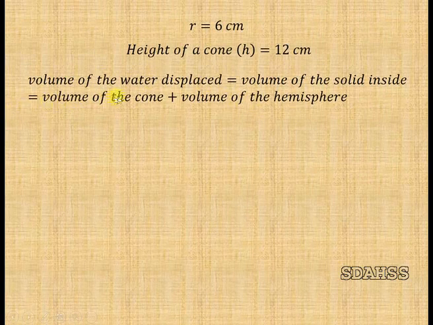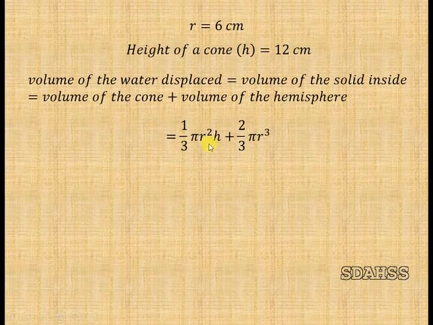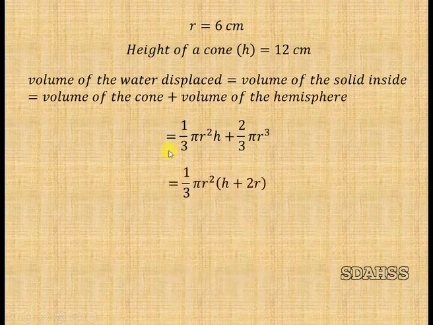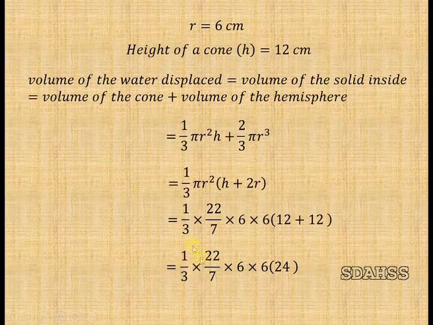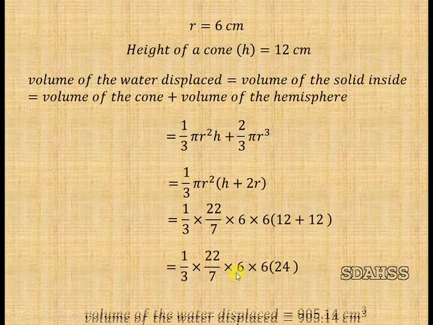That is equal to volume of the cone plus volume of a hemisphere. Volume of a cone is 1 by 3 pi r square h plus volume of a hemisphere is 2 by 3 pi r cube. Here 1 by 3 pi r square is common, so take outside. So remaining you have h plus 2r. Substitute the values. So you have 1 by 3 into 22 by 7 into 6 into 6 into h is 12 plus 2 into 6, 12, which implies 1 by 3 into 22 by 7 into 6 into 6, 12 plus 12, 24.